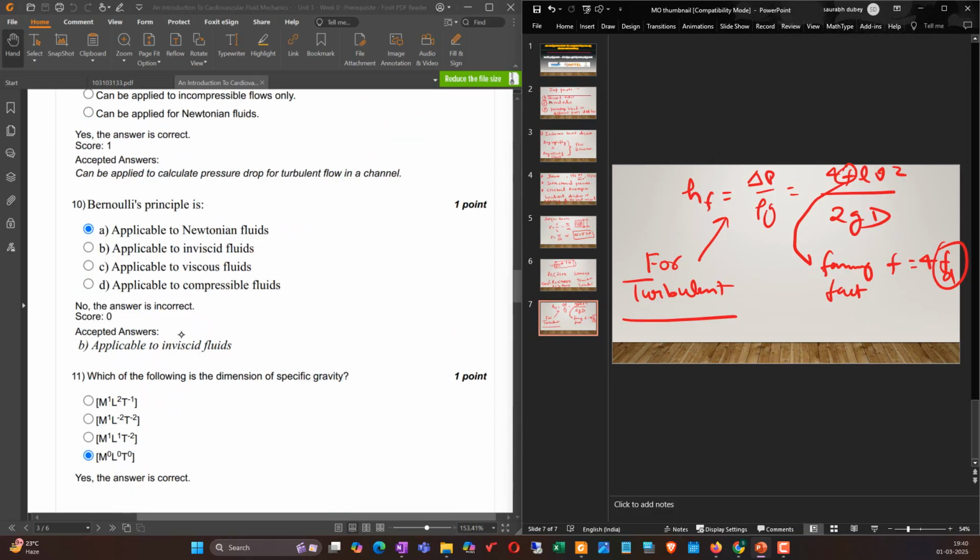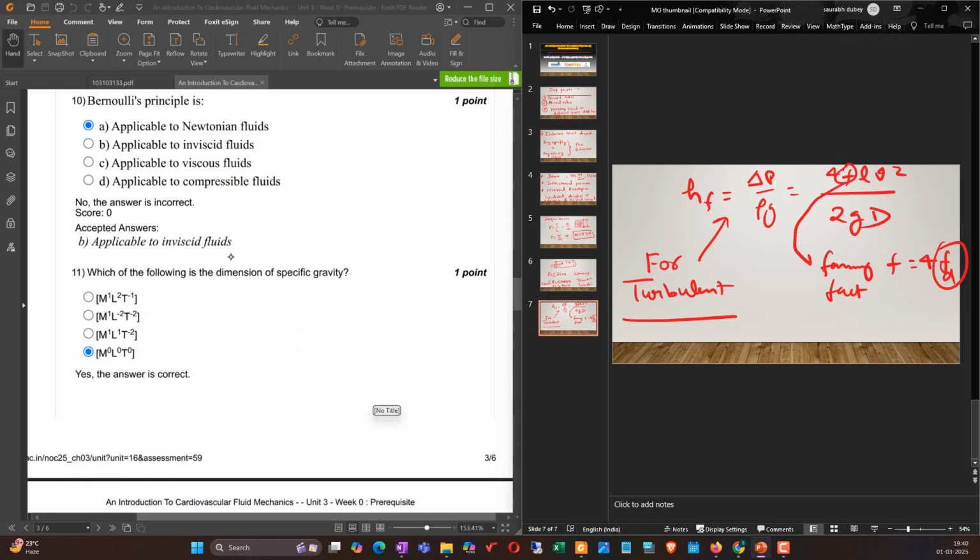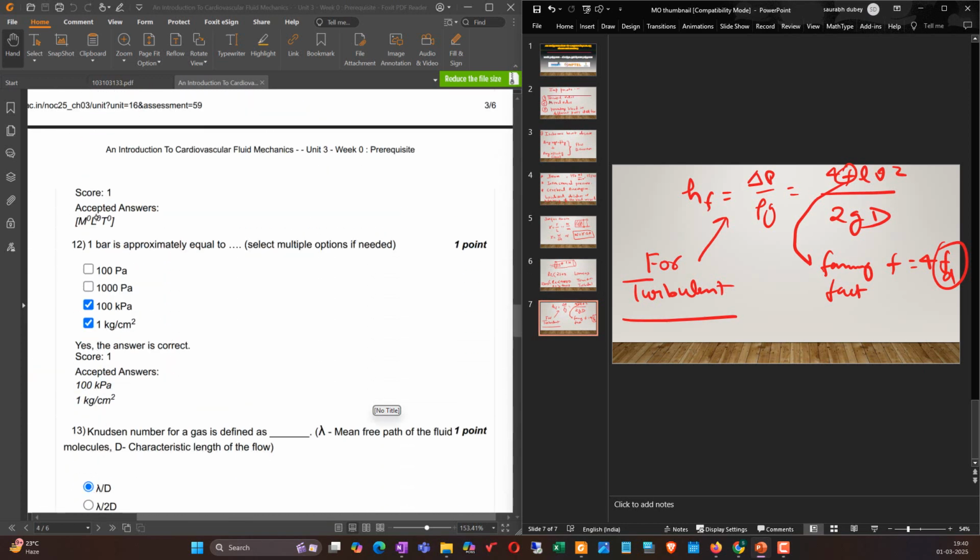And now this is the Bernoulli principle. On the Bernoulli principle, there is this equation applicable to Newtonian fluid. Can we apply it to which? Here it is applicable to inviscid flow. And this is the specific gravity dimension. Here, one bar is approximately equal to this, a question on units and dimensions.